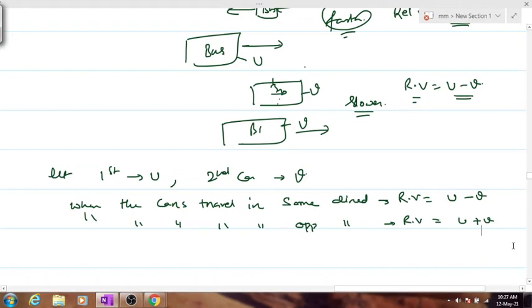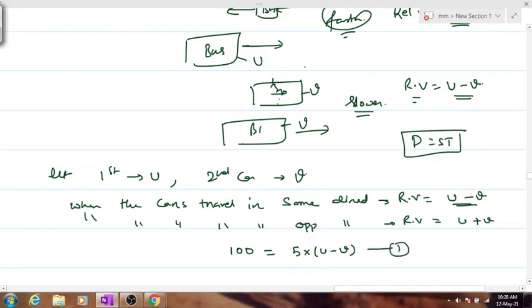Now, distance is equal to speed into time. Do you agree? The distance given is how much? 100 kilometers. If they travel in the same direction, they meet in 5 hours, no? So this is your time and this is your speed. Do you agree the first equation? This is our first equation. This is time, this is speed, and this is the distance.